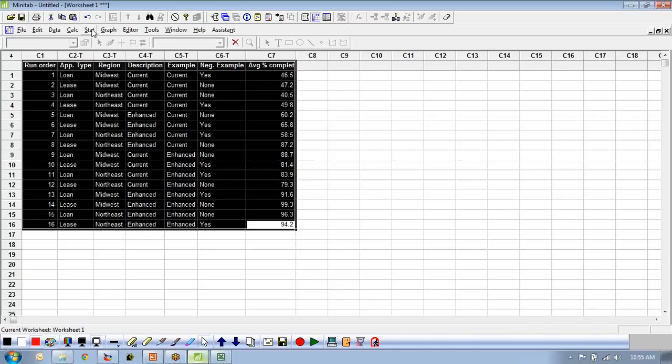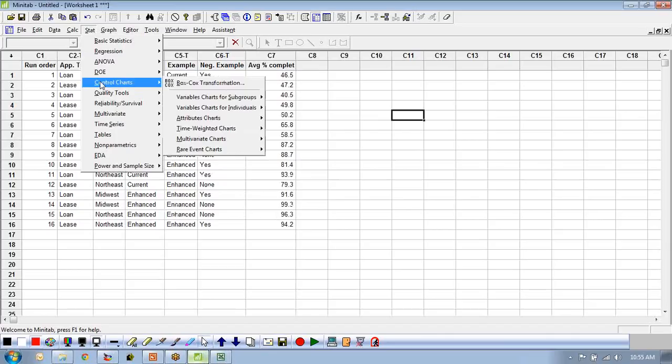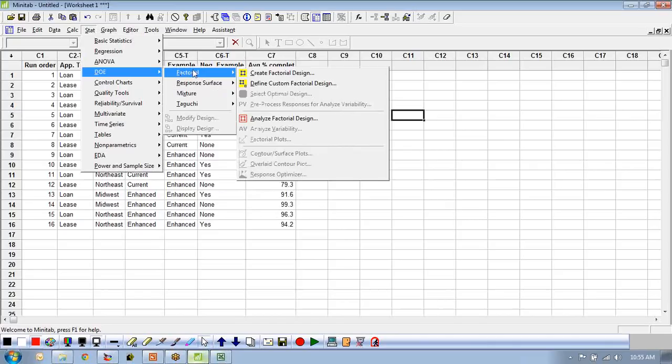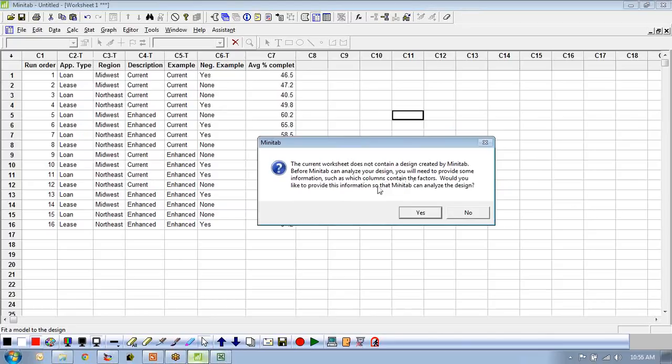So in Minitab, probably the easiest way is to go to Stat, DOE, Factorial. Now we've already created the design, so we are going to analyze a factorial design. Now in Minitab, if you've never done this before, Minitab comes up with a dialog box that says, whoa, I don't find a Minitab design in here. Do you have some data that you want me to help you with? Click yes. If you read it, that's essentially what it says.